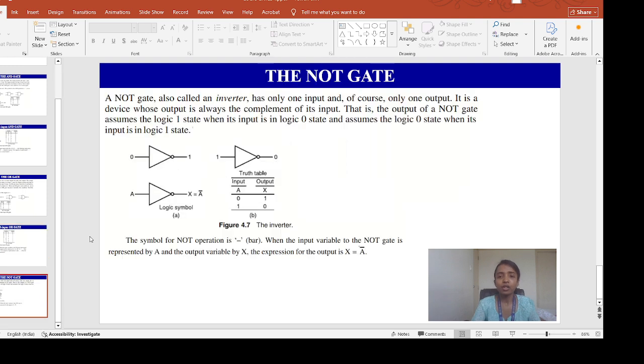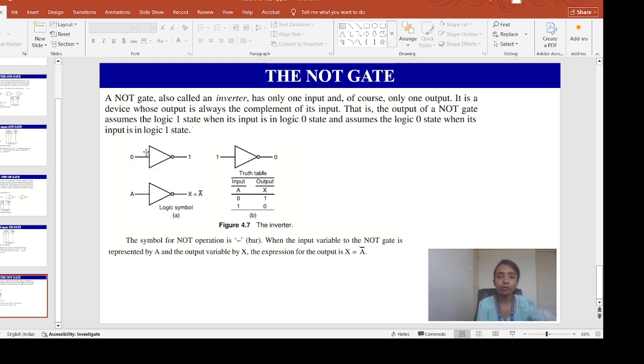Now coming to the NOT gate. These are the basic gates: AND gate, OR gate, NOT gate. A NOT gate, which is also called an inverter, has only one input and of course only one output. It is a device whose output is always the complement of the input.